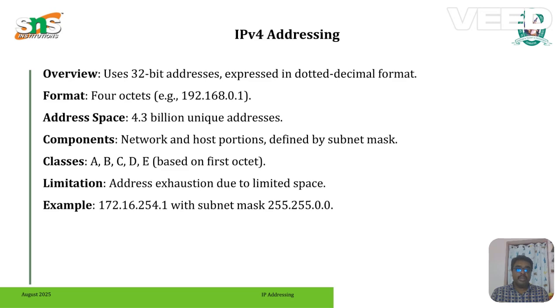It is differentiated into network and host portions, and this is defined by the subnet mask. Here we have five types of classes: A, B, C, D, and E. The first octet is used to identify which class the IP address currently belongs to. One main drawback is address exhaustion due to its limited space. The example is 172.16.254.1 with a subnet mask of 255.255.0.0.